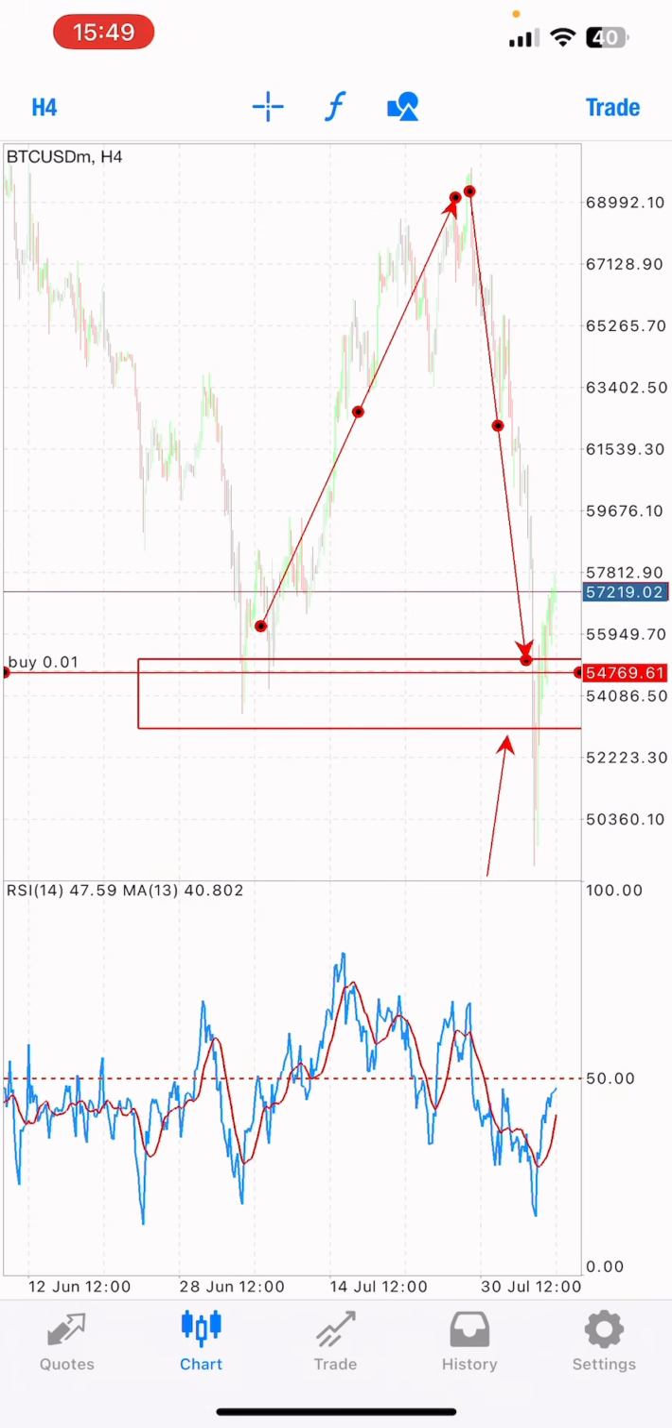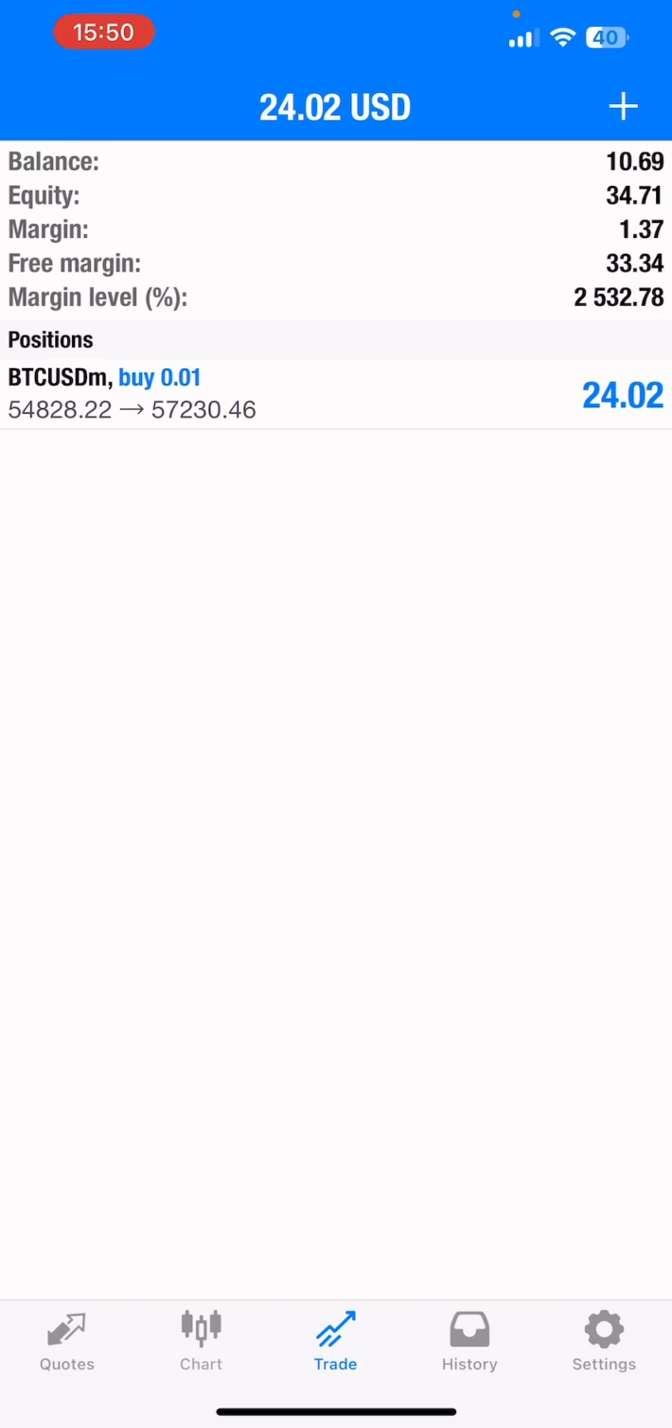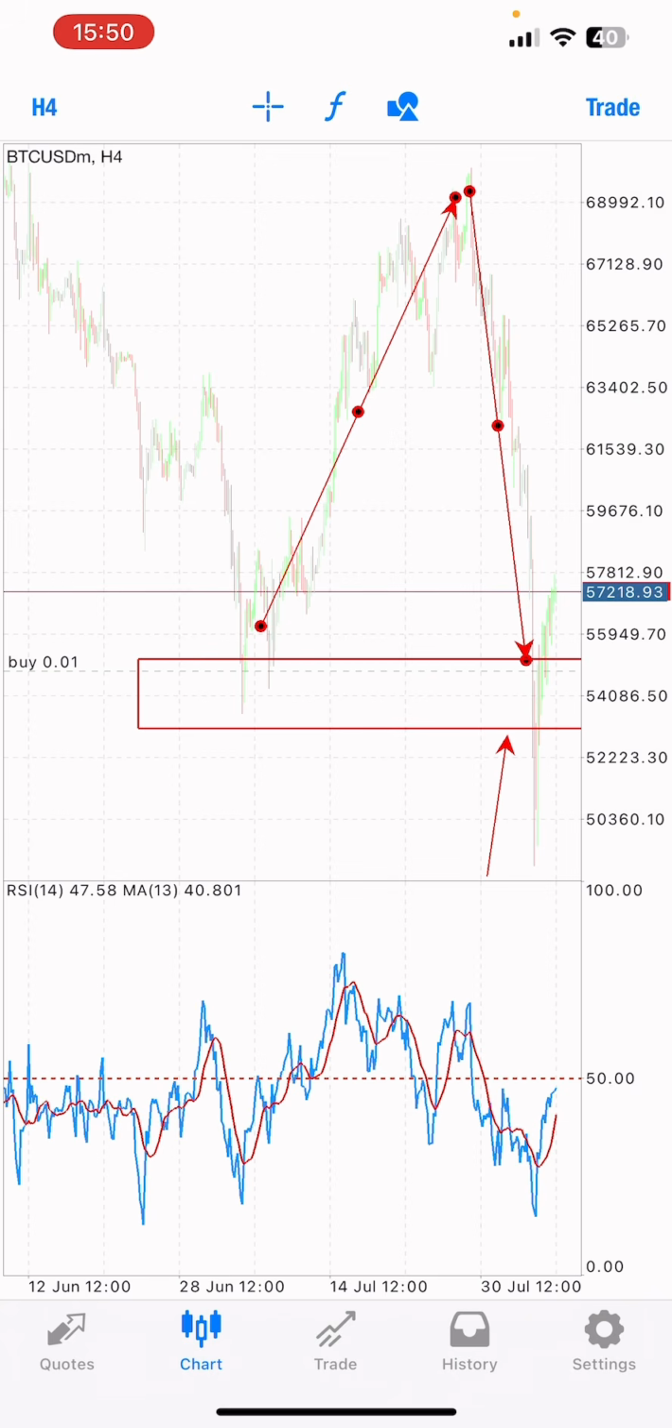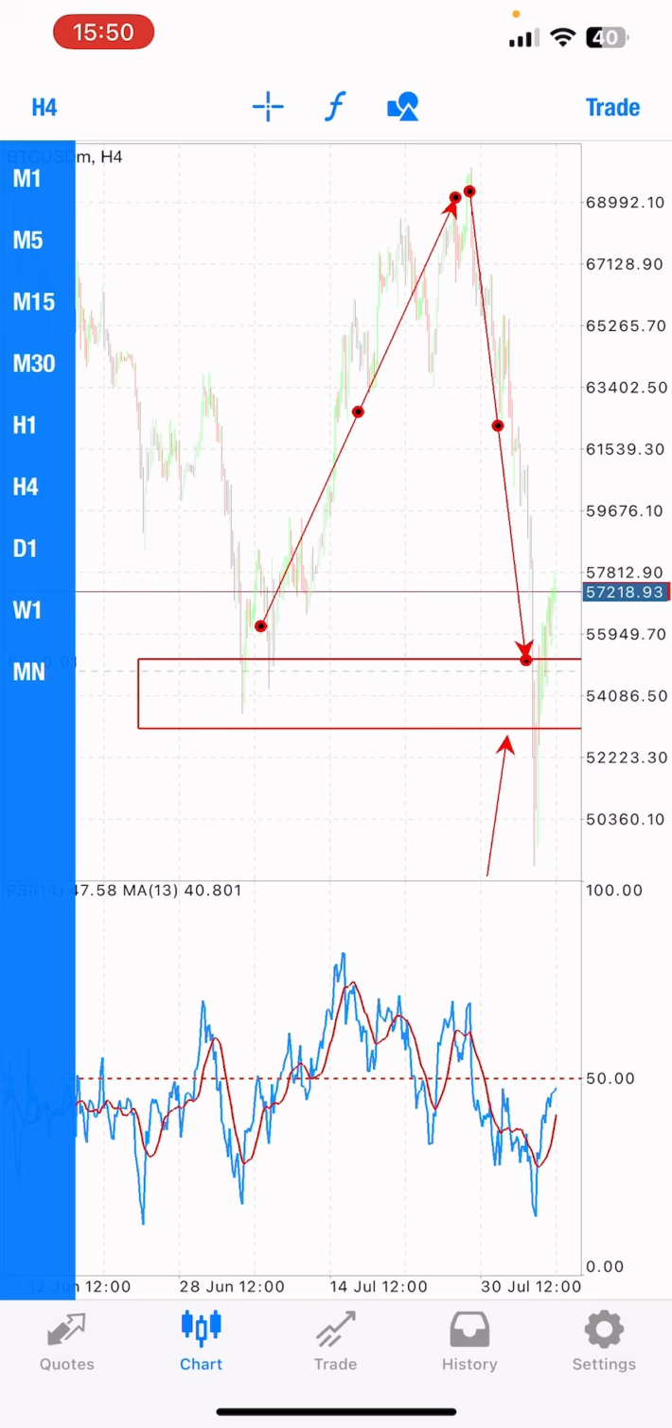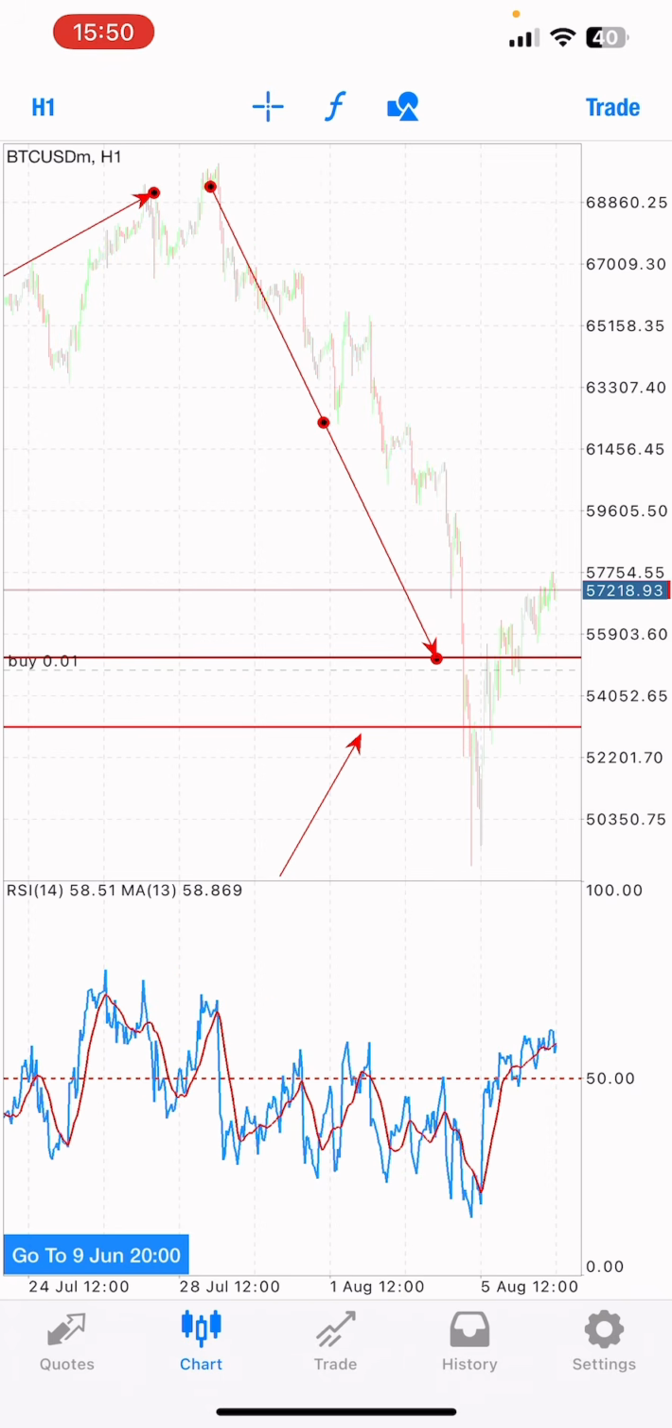Now you might also notice something: I'm using a very small lot size, 0.01, because this is a small account. I can't open 0.02, 0.03. I want to give the trade space to play out. You need to give the trade space to play out. Now the market is moving. This is the H4. However, if you go to the H1, you can see what happened there.